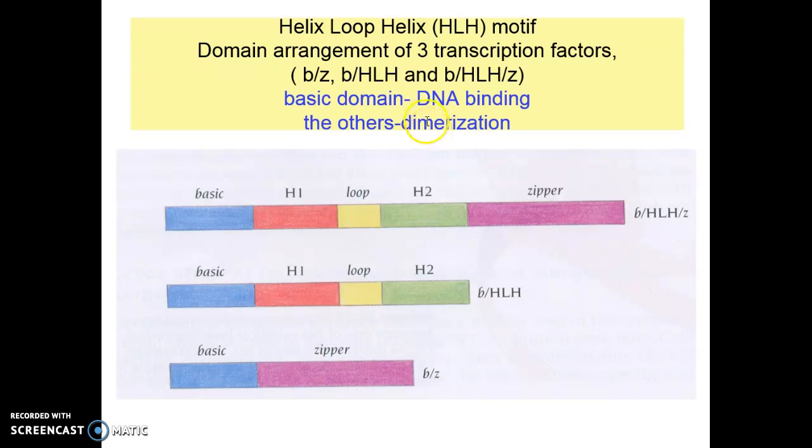Next category will be HLH, helix loop helix. You can see three different members of this category aligned together. All together have basic regions followed by zipper or HLH or two of them. Basic regions are responsible for DNA binding, the other for the dimerization.